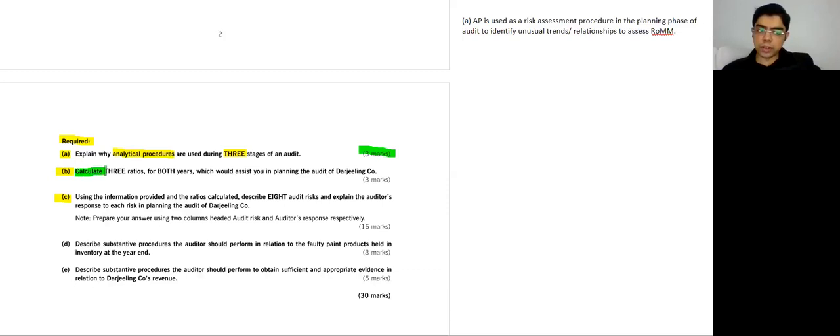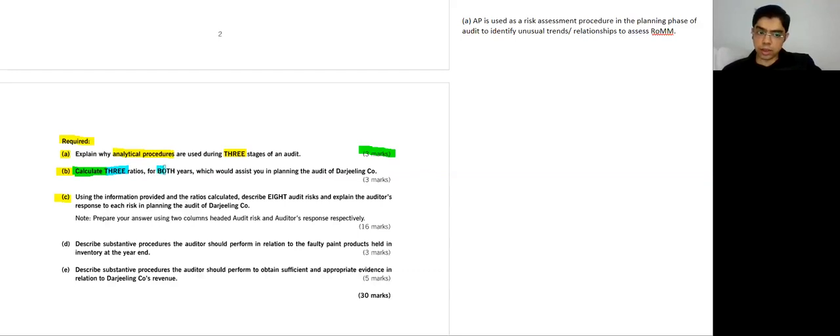Calculate. So here calculations are required, so you need to have a clear ability to calculate in your examination. You would be attempting this question in a computer-based exam, so you need to know how to use Excel in order to excel. Calculate 3 ratios. Now you have to calculate 3 ratios, so please be very, very careful on the number, 3 ratios.